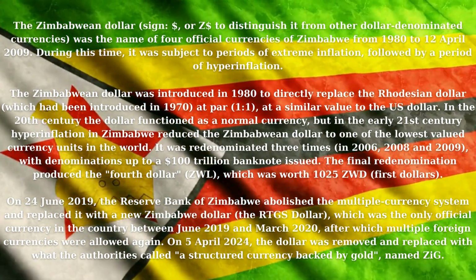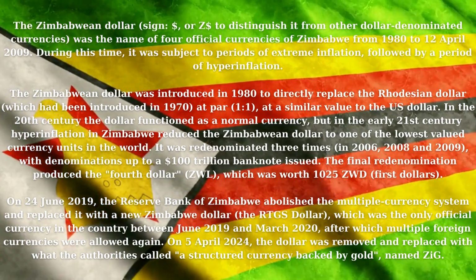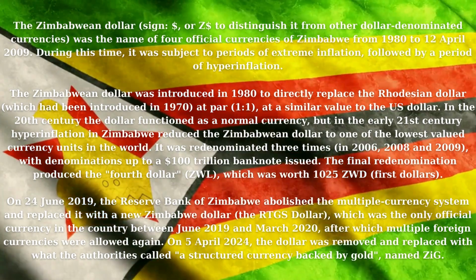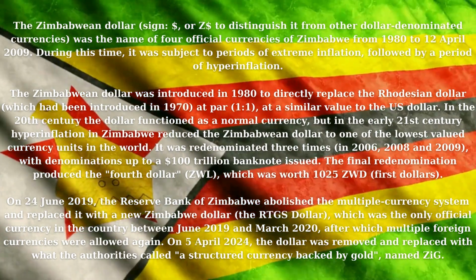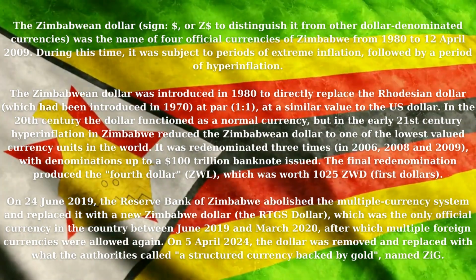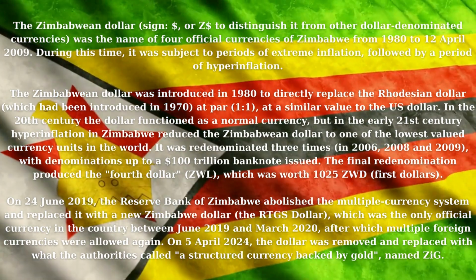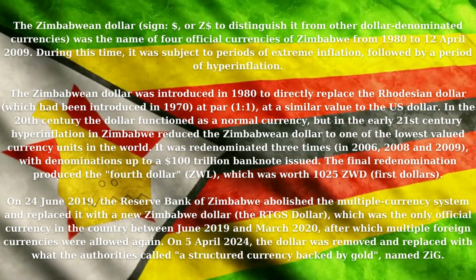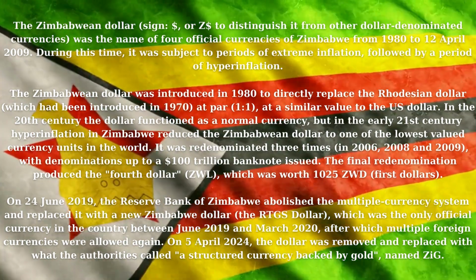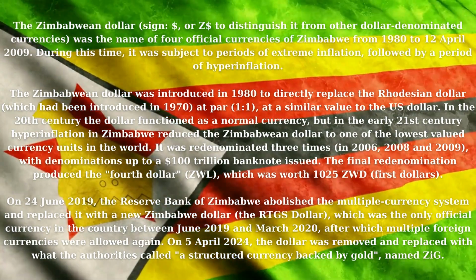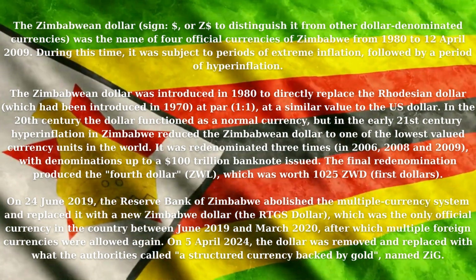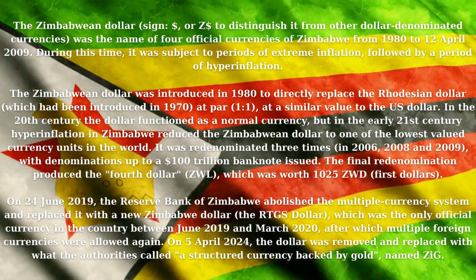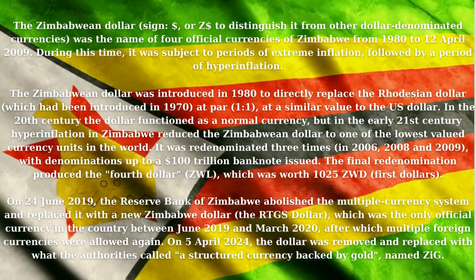The final redenomination produced the 4th dollar, ZWL, which was worth 1,025 ZWD, first dollars. On the 24th of June 2019, the Reserve Bank of Zimbabwe abolished the multiple currency system and replaced it with a new Zimbabwe dollar, the RTGS dollar, which was the only official currency in the country between June 2019 and March 2020, after which multiple foreign currencies were allowed again. On the 5th of April 2024, the dollar was removed and replaced with what the authorities called a structured currency, backed by gold, named ZiG.